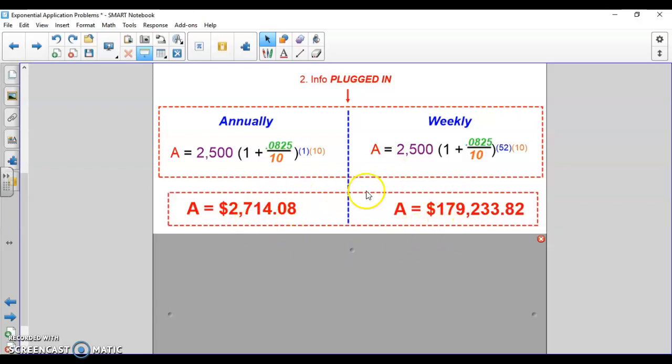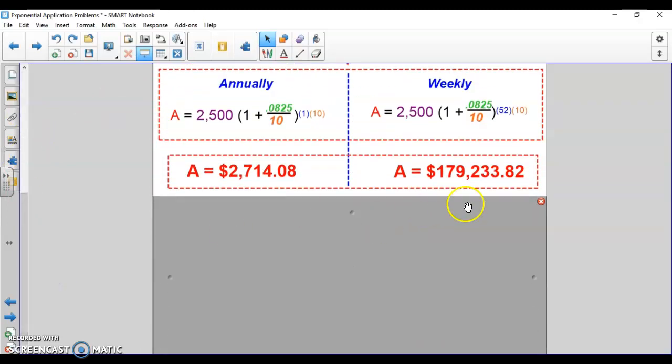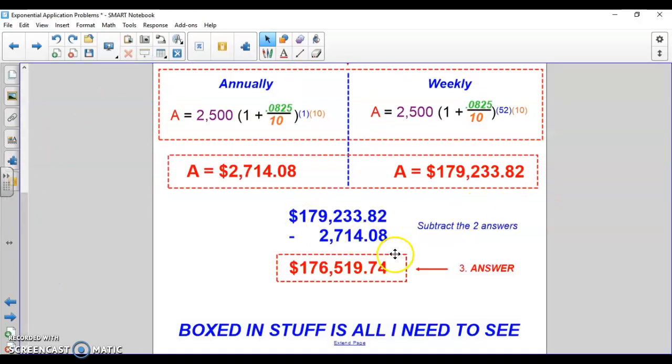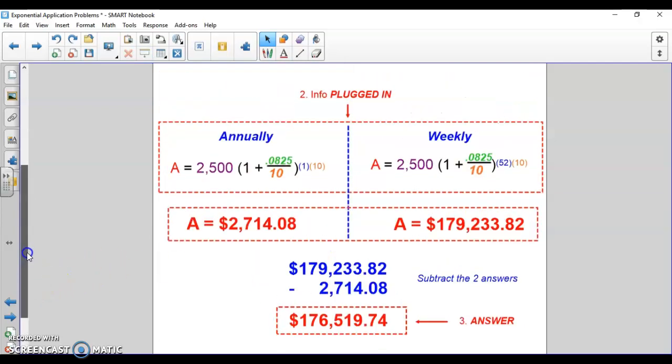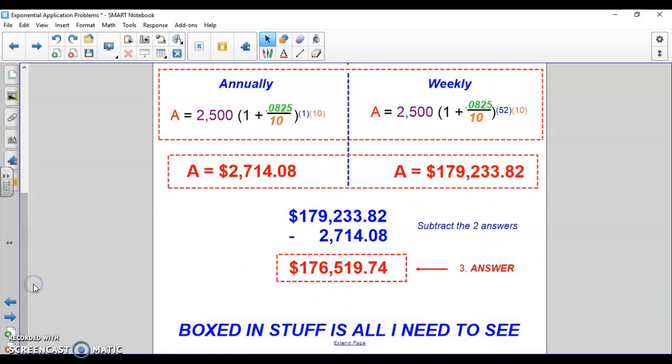Now, this is not the final answer. These 2 are separate. I asked how much more would one make than the other. So all I do is subtract, and my answer is here. But I need to see all the stuff that's boxed in, so I need to see a little bit more on a comparison problem. All right, just keep that in mind.